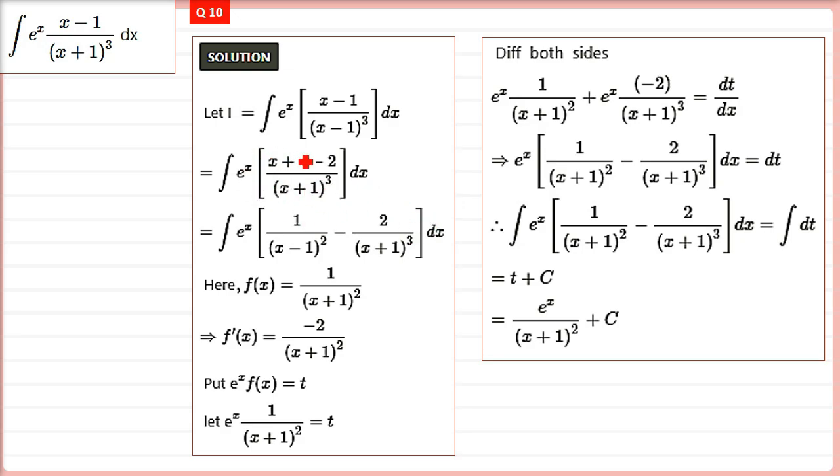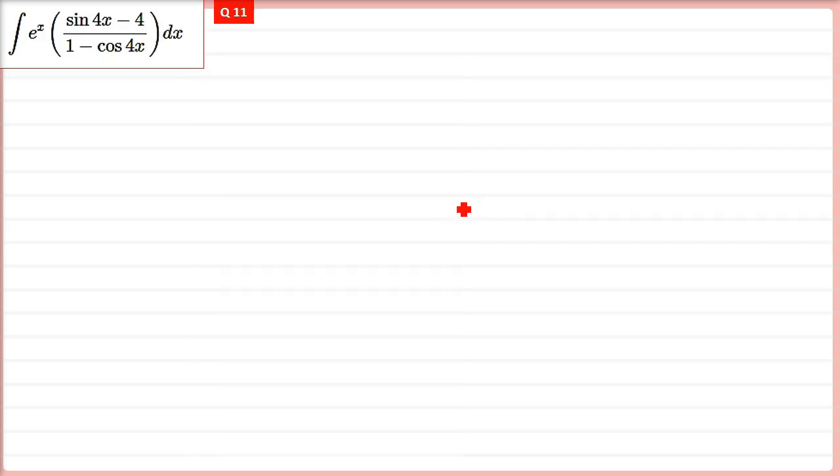Then only the formula can be applied. This is the key of separating these two out. Next is e raised x times (sin 4x minus 4) divided by (1 minus cos 4x). We need to resolve it again. Directly we cannot relate it with the formula. We have to separate them out, then we can relate it with the formula of e raised x [f(x) plus f dash x]. So sin 4x by 1 minus cos 4x, and 4 divided by 1 minus cos 4x.